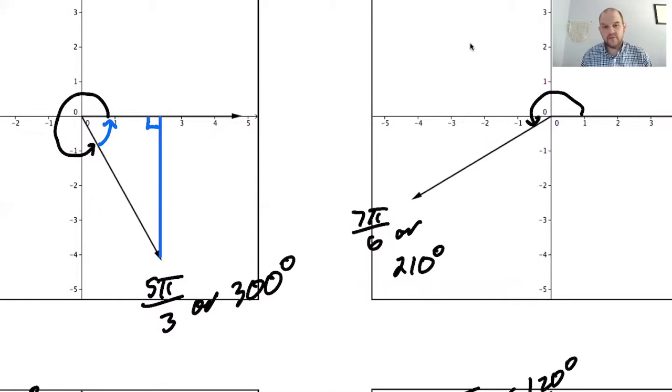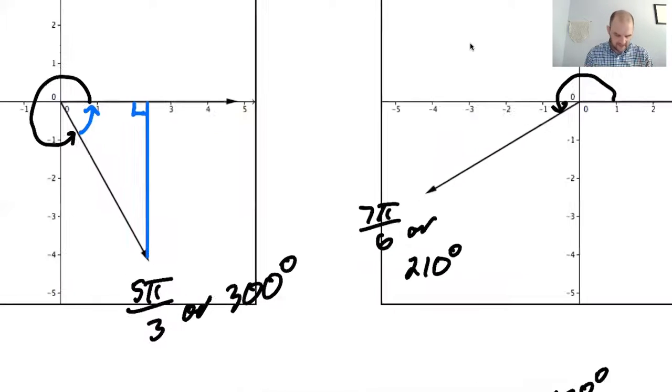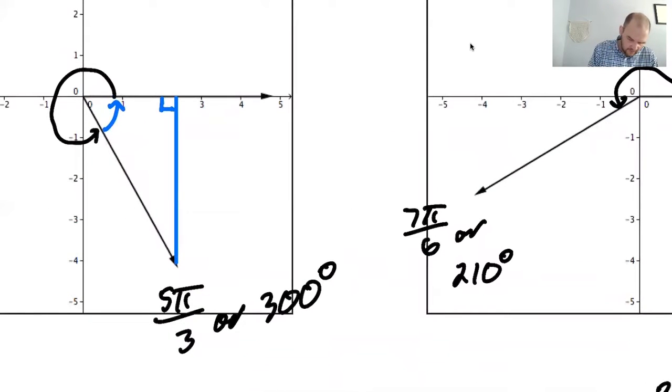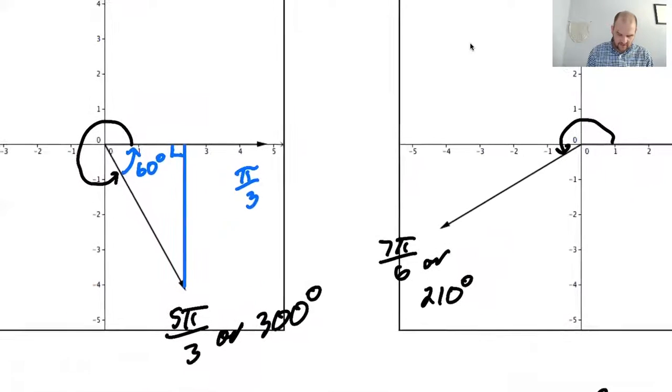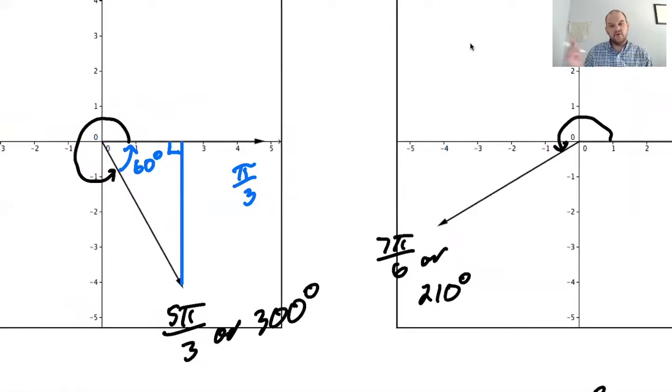So think it through, right? If we had gone all the way around, we would have gotten to 360. We didn't go all the way around. We only went to 300. So what's the difference between 360 and 300? This is 60 degrees, or pi over 3. So this 5 pi over 3 is called a pi over 3 angle. And that's the reference angle. So our reference angle here is 60 degrees if you're in degrees, or pi over 3.